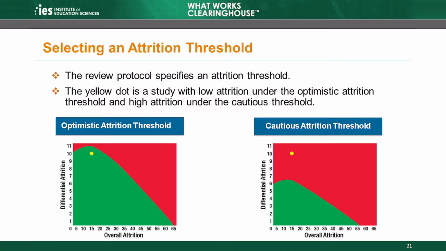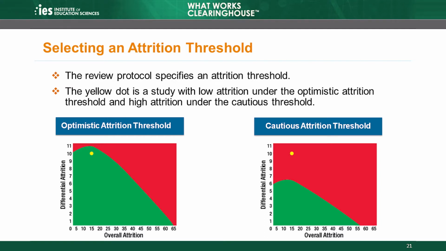The WWC review teams select the threshold they will use, optimistic or cautious, before reviewing any studies, and they document this decision in a review protocol. The team members will use the same threshold for all studies they review under the protocol and for all outcomes within each study. The graphs on this slide illustrate the difference between the optimistic and cautious thresholds.